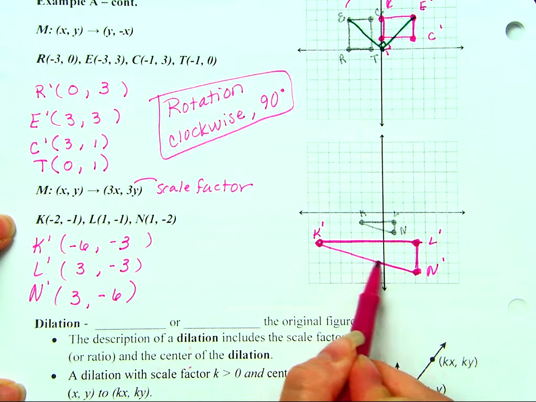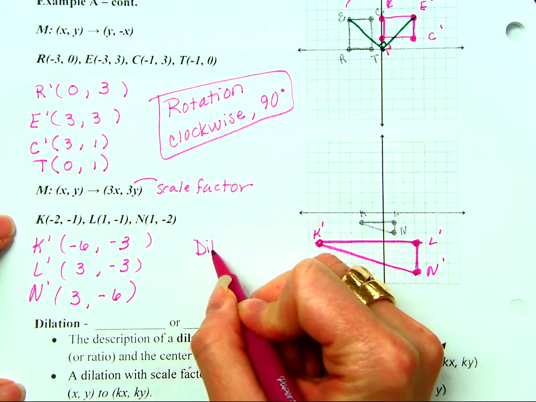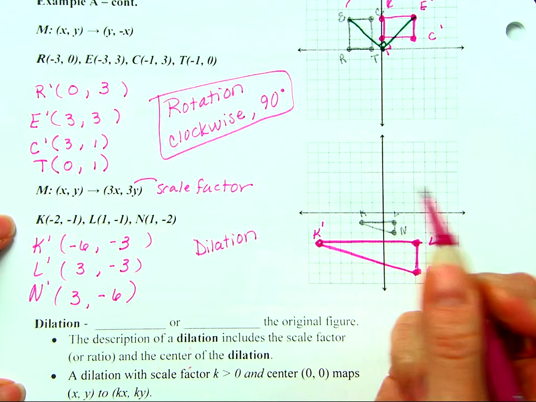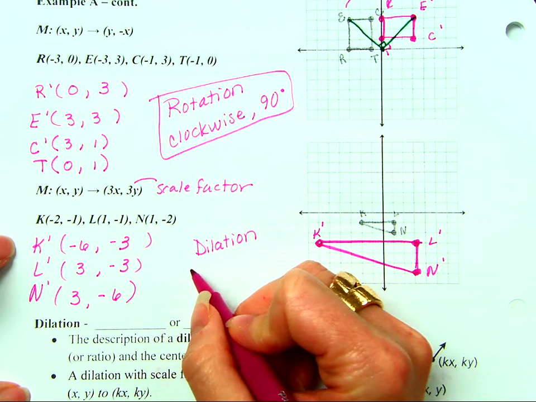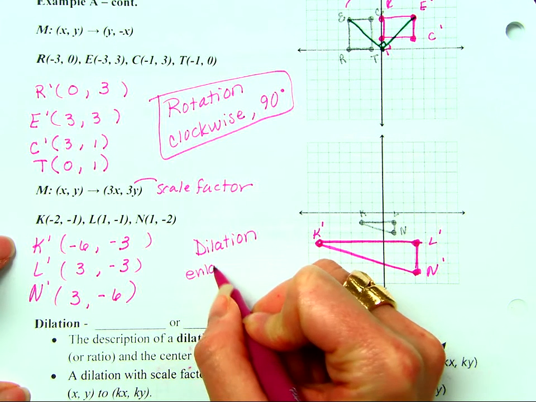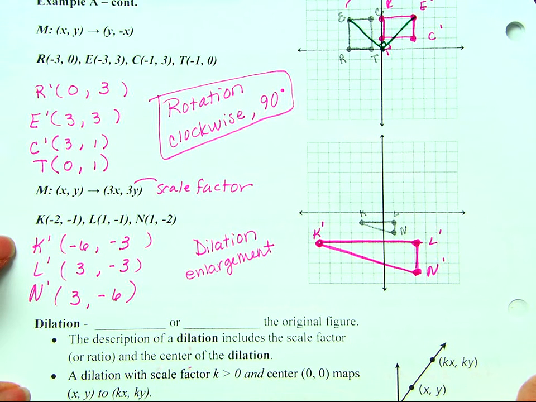And it's quite clear to see here that obviously my image is a larger triangle. This type of transformation is called a dilation. And if I were to describe the dilation, well, sometimes they may ask you about the scale factor. My scale factor is 3, as we said. But I may say that it is a stretch or it is an enlargement. And it has a center of 0, 0.